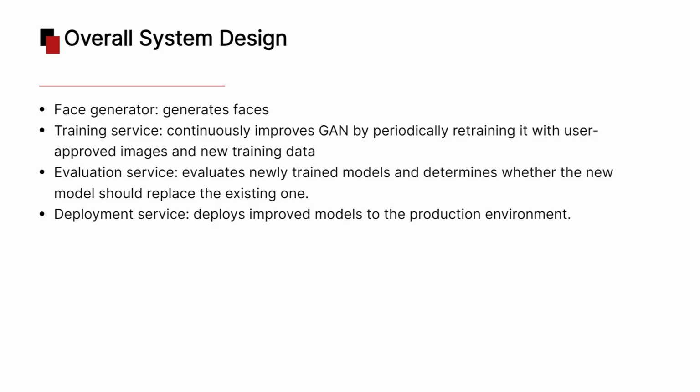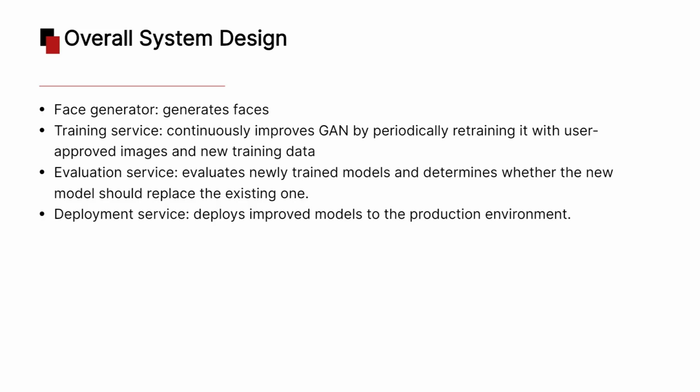Designing a robust human face generation system involves multiple interconnected components to ensure continuous improvement, reliability, and quality output. Face generator. This is the core component that takes random noise vectors as input and generates realistic human face images. It leverages the trained GAN model to create diverse and high-fidelity faces in real time. Training service. To keep the face generator up to date and improve its capabilities, the training service continually retrains the GAN model. This retraining uses newly collected, user-approved images as well as additional training data. This continuous learning helps the system adapt to new styles, fix shortcomings, and enhance image realism.